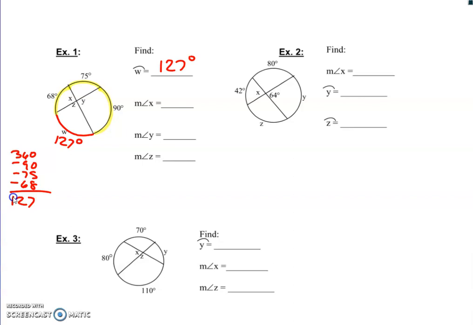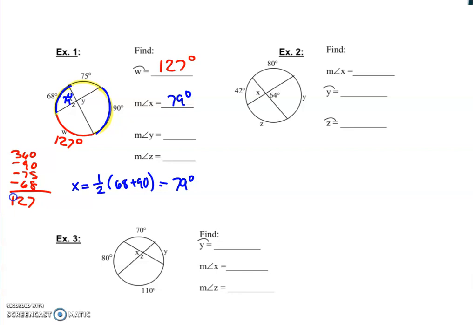I'll probably find x. That's going to equal 1/2 of the opposite arcs. So that's 68 plus 90. Throw all of that into the calculator. That's 158. Divide by 2. I believe that's 79 degrees. So x is 79 degrees, and then I'm pretty much home free.